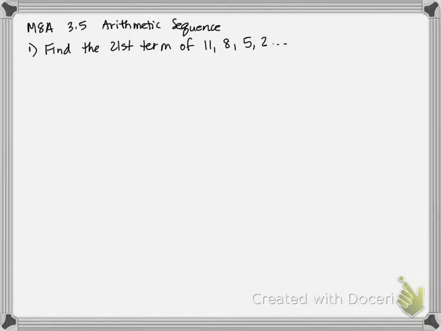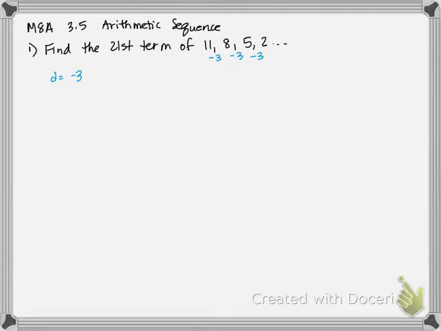So first thing I want to do is see if I can figure out what's going on. What's my pattern? How do I get from 11 to 8? I would have to subtract 3. From 8 to 5, I would have to subtract 3. 5 to 2, I would have to subtract 3. So pretty much that tells me what the pattern is. That's your D value. So I'm just going to write D equals -3.